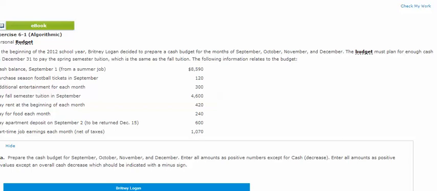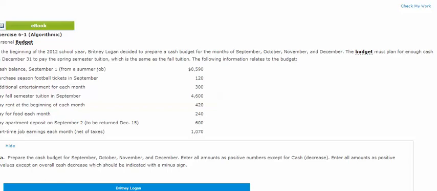This is a question. When you look at it in your text, you'll see the whole thing, and this will post up to the internet on YouTube, and you'll see the full text also. It asks us, A, prepare the cash budget for September, October, November, and December. Enter all amounts as positive values except an overall cash decrease, which should be indicated with a minus sign.